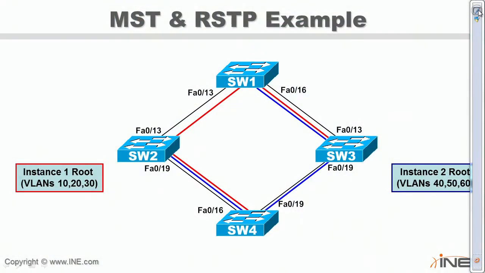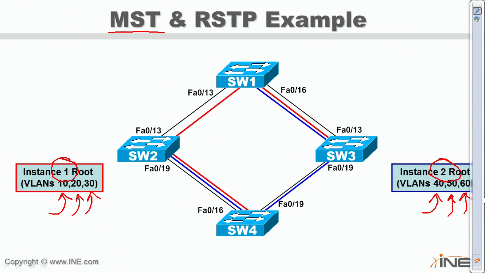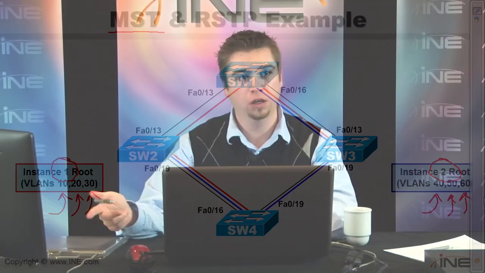The next one we're going to look at is the multiple spanning tree protocol, where we can define the different instances. Then here we'll have two copies of the topology, instance 1 and instance 2, where we define that VLANs 10, 20, and 30 fall under this topology, and VLANs 40, 50, and 60 fall under this one. So you don't have to run the calculation for every single VLAN. You get to choose which of them are grouped together in the different instances.